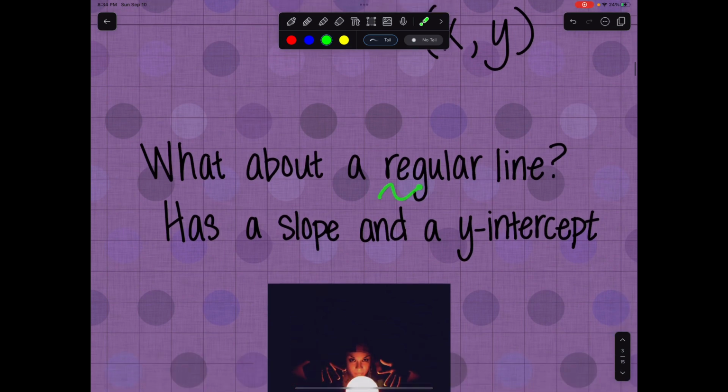Let's move on. What about a regular line that's not horizontal or vertical? Just a line, going like this. A straight line. It has to be a straight line. Now, every line is going to have a slope, which is m.